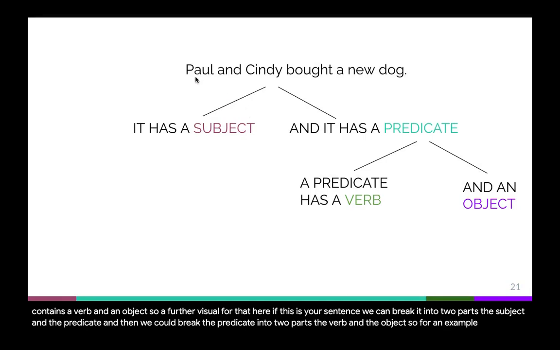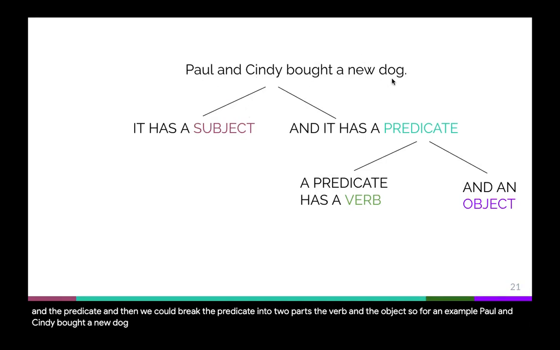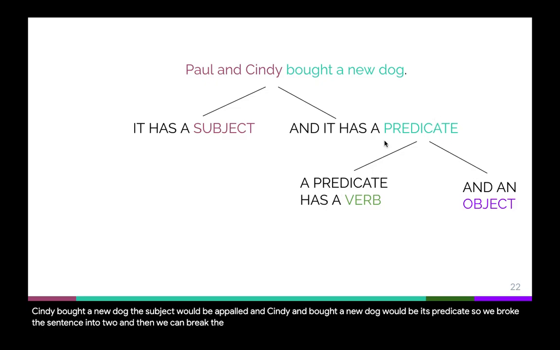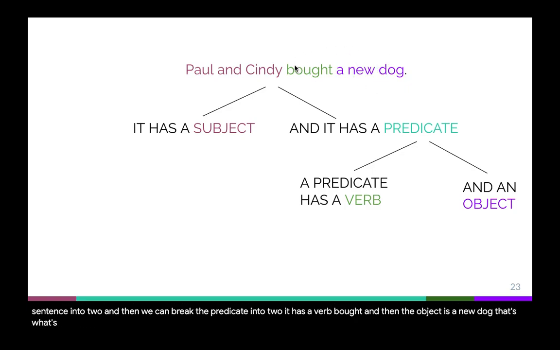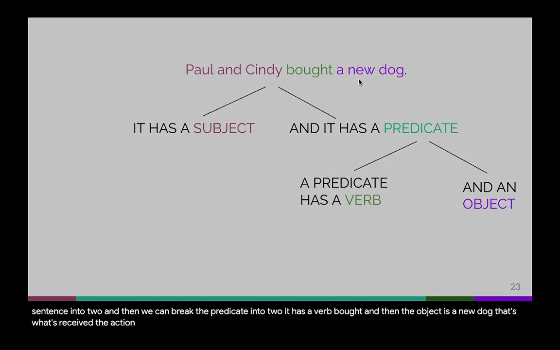So for an example, Paul and Cindy bought a new dog. The subject would be Paul and Cindy, and bought a new dog would be its predicate. So we broke the sentence into 2, and then we can break the predicate into 2. It has a verb, bought, and then the object is a new dog. That's what's received the action.